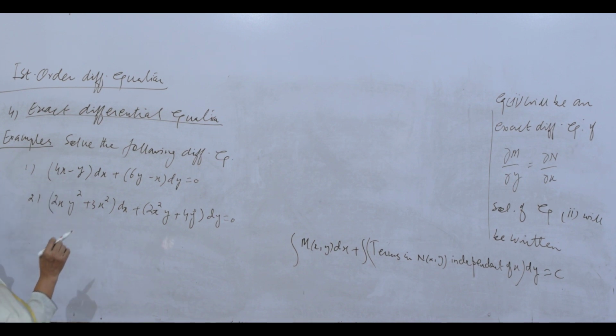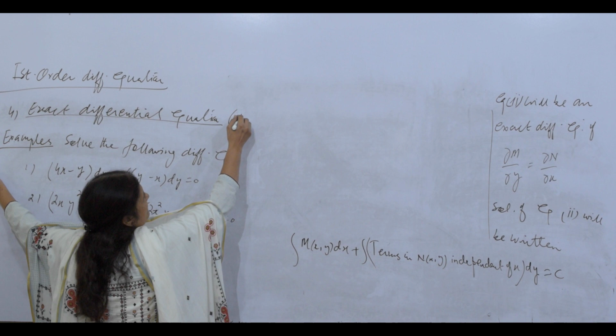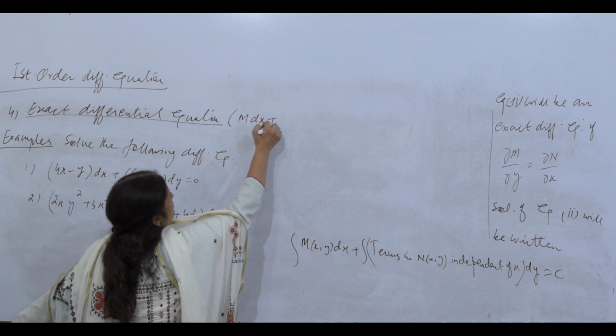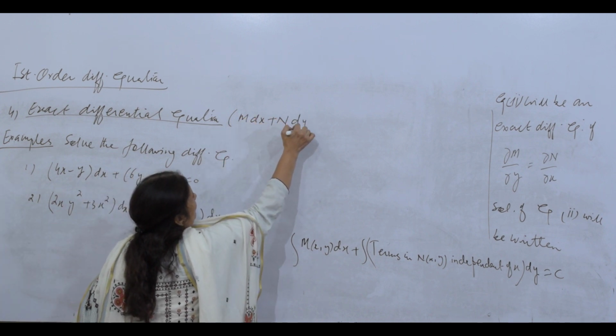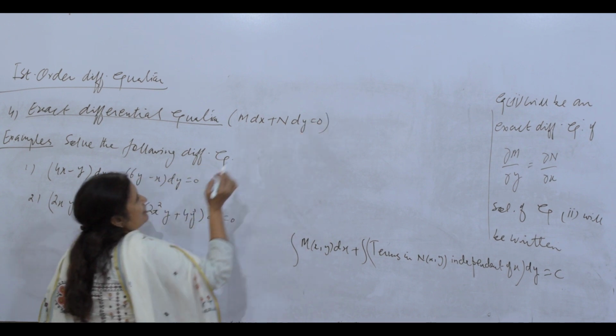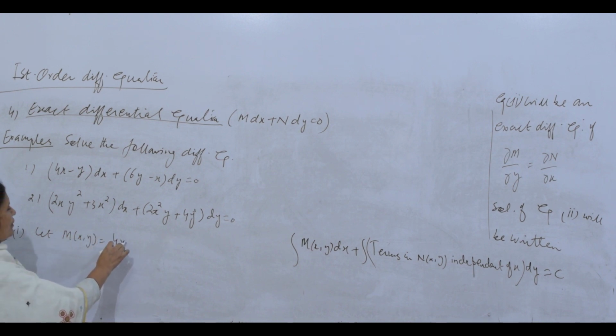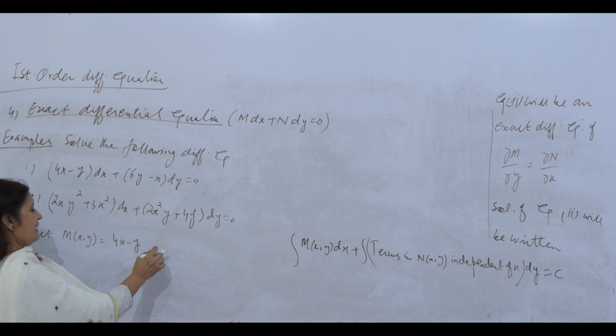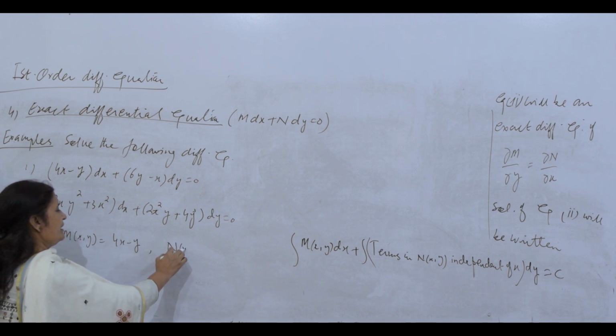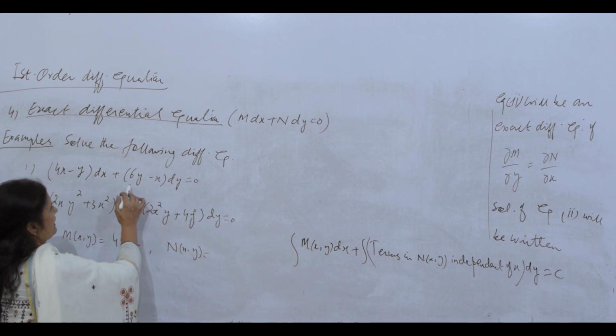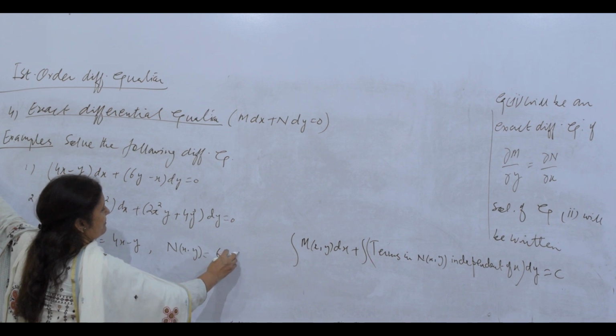Now exact differential equation, the format is M dx plus N dy equal to 0. This is the format for the exact differential equation. Solution of question number 1. Let M(x,y) is equal to 4x minus y, and let N(x,y), the coefficient of dy, is 6y minus x.